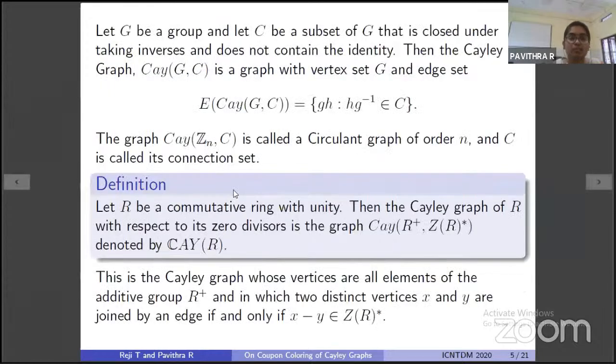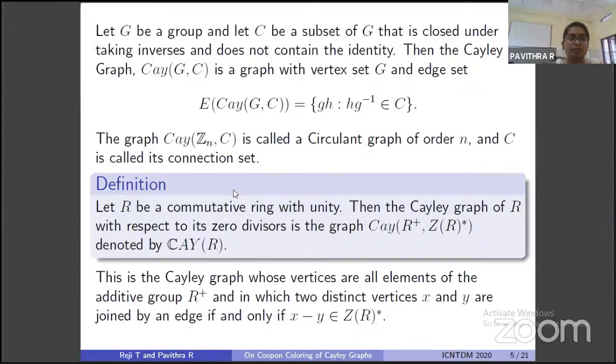Now we will move to the definition of Cayley graphs that we are studying in this paper. Let G be a group and let C be a subset of G that is closed under taking inverses and does not contain the identity. Then the Cayley graph of this group G is a graph with vertex set G and edge set all pairs (g, h) such that h g inverse belongs to C. And the Cayley graph with group Zn is called the circulant graph of order n, and C is called the connection set.